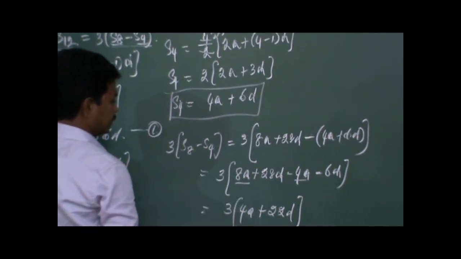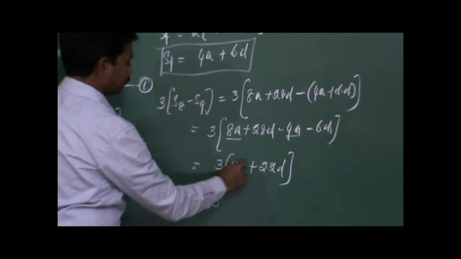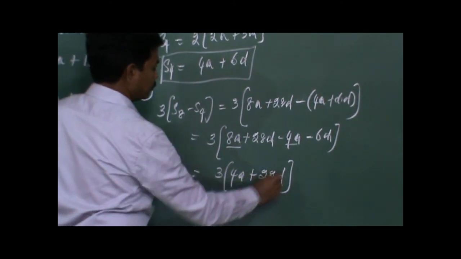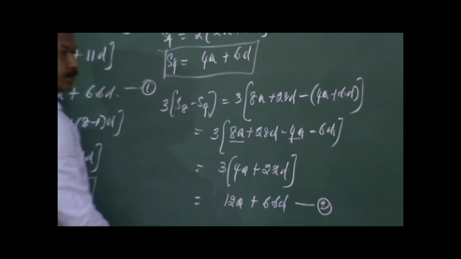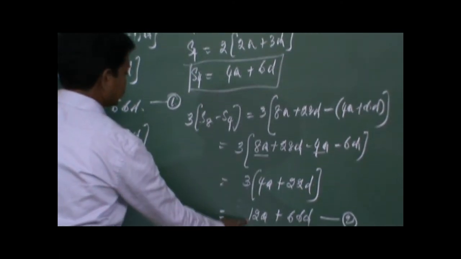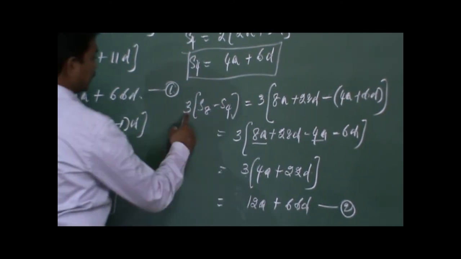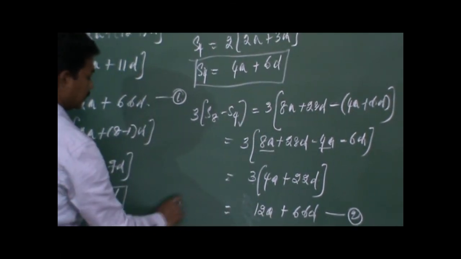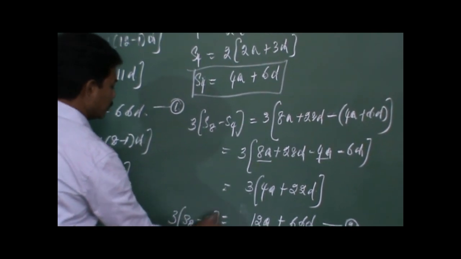So it is 3 into 4a plus 22d. Let us multiply this. So 3 into 4a is 12a plus 3 into 22d is 66d. Take it as equation 2. So now compare equation 1 and equation 2. Here it is very clear that S12 is equal to 12a plus 66d, and here 3 into S8 minus S4 is equal to that, 66d. So S8 minus S4 is equal to this.